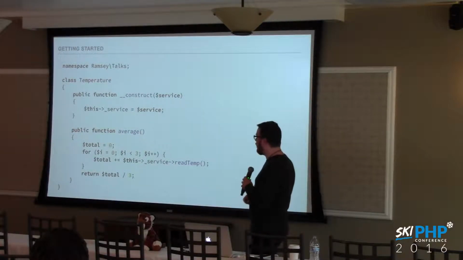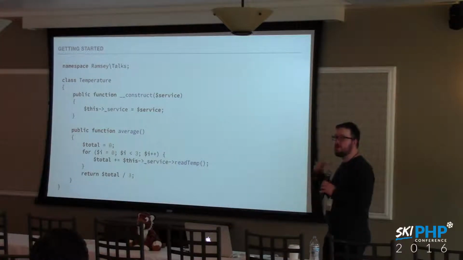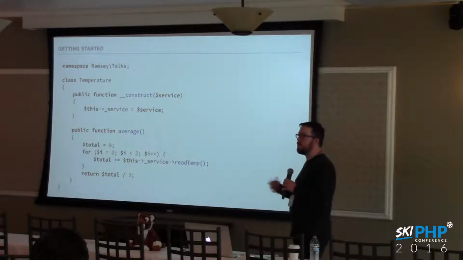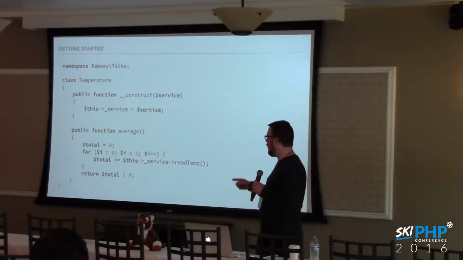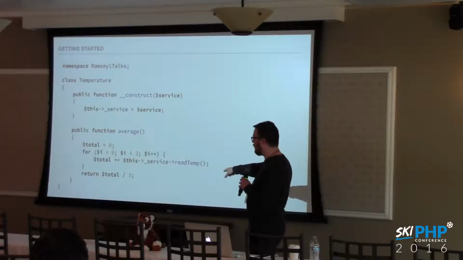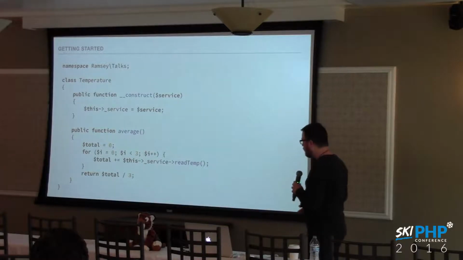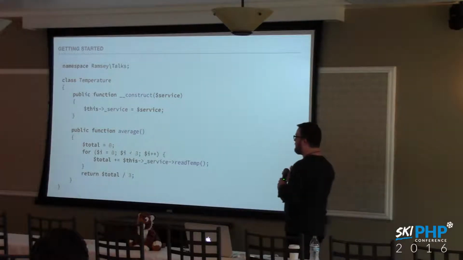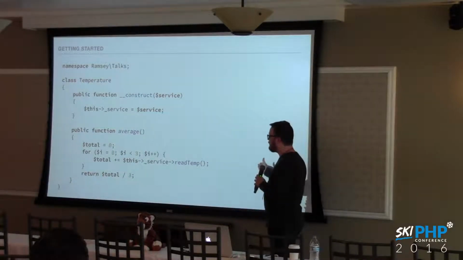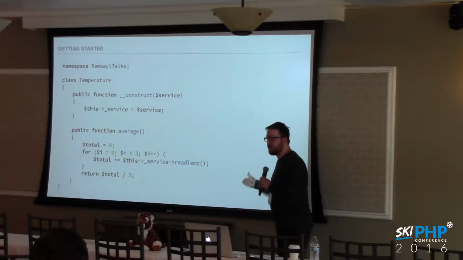In the average method, we're going to loop 3 times, call that service 3 times, read a temperature 3 times, add it all up, that's what this total plus equals is doing, and then we're going to divide by 3, and that's going to give us an average of 3 temperatures. So when we test this, we want to test that we get an average of 3 different temperatures. That's what our test will do.